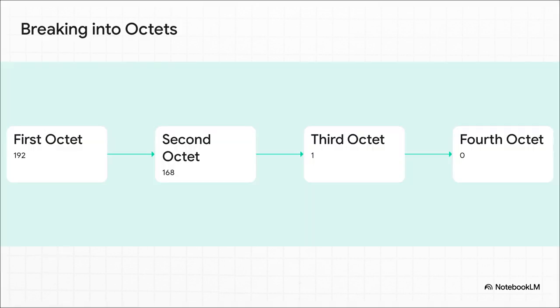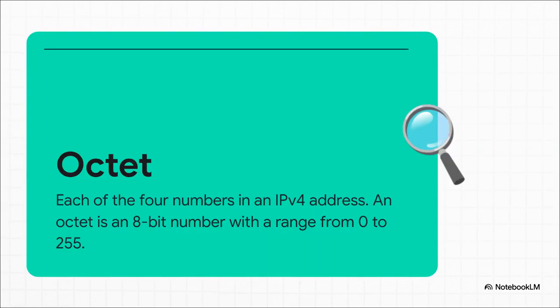Okay, first thing you notice, it's not one giant number. It's 4 separate numbers, with a dot in between each one. And in the networking world, each of these number chunks has a special name, an octet. So what's an octet? Well, it's just a fancy way of saying it's an 8-bit number.